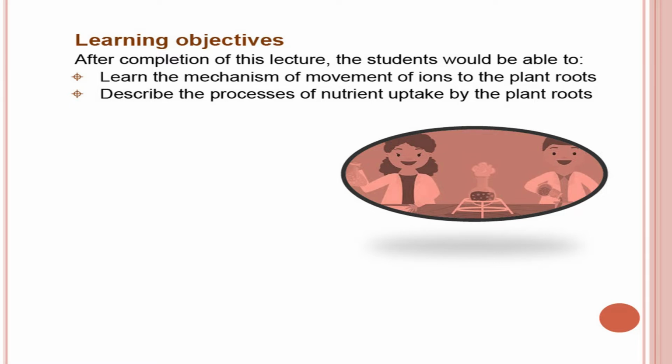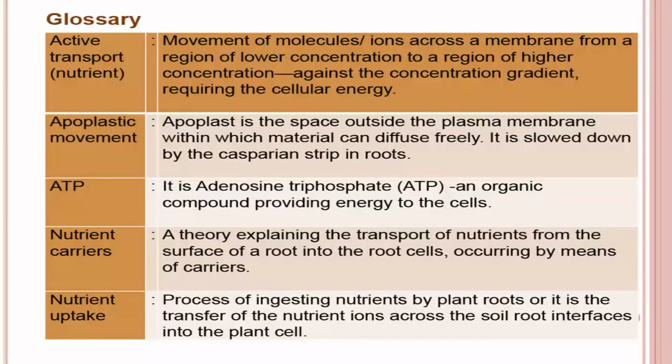Means there are two steps in this, or two parts of this lecture. One is how ions or nutrients move to the plant roots, how they are accessible to the plant root, and then how the root takes them inside. So, let us see some difficult terms or glossary or terminology, because it will help you to understand the rest of the lecture. So, for example, you will see active transport.